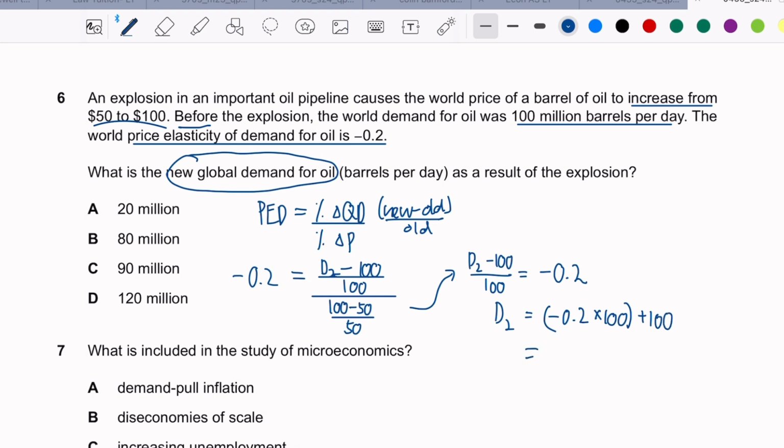We get 80, which is 80 million. Okay, so this is the answer for the new demand for oil. Okay.